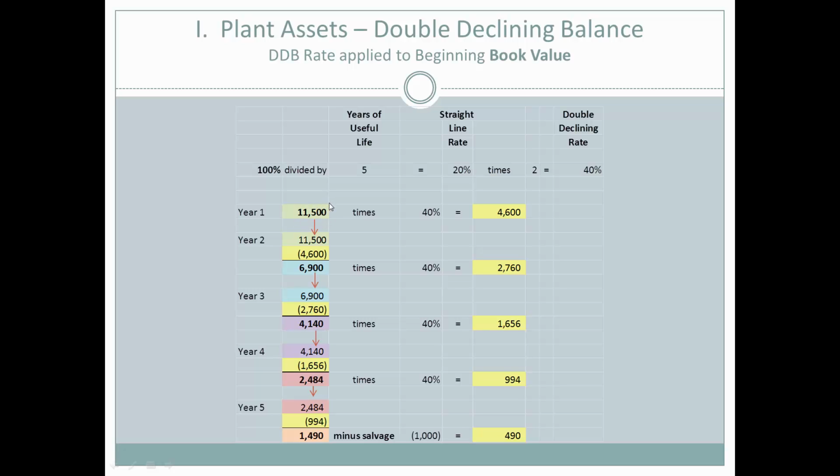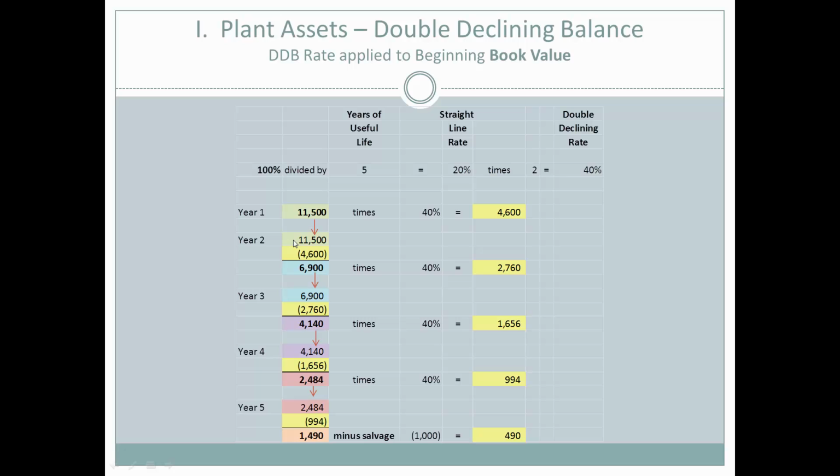Notice it is cost that we're using here, and book value, not depreciable base. So in using the double declining balance rate, we are not going to be using depreciable base. We're using net book value. So net book value times 40%. In the first year, our depreciation is $4,600.